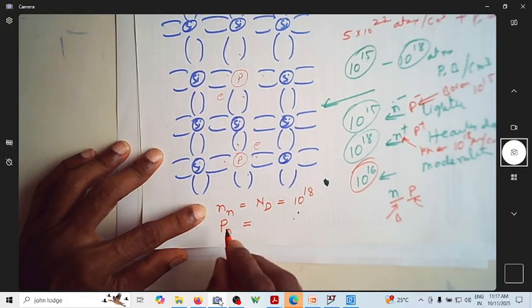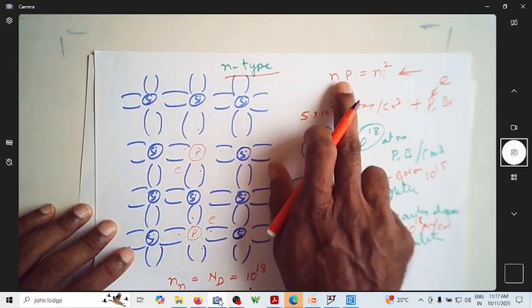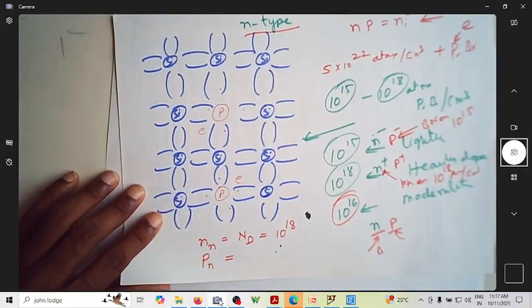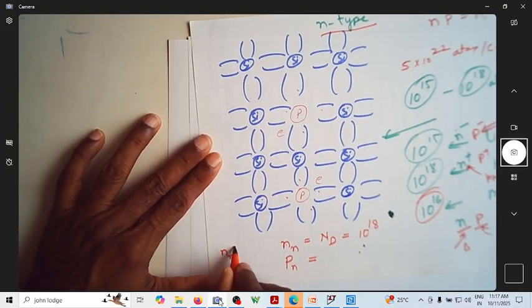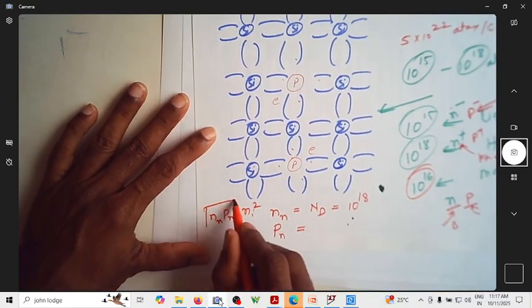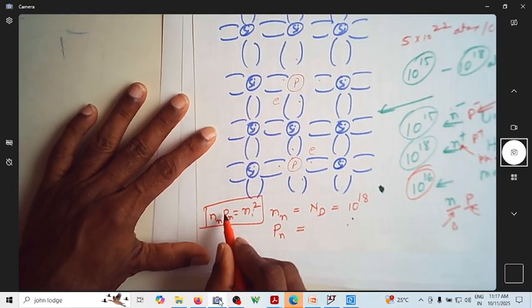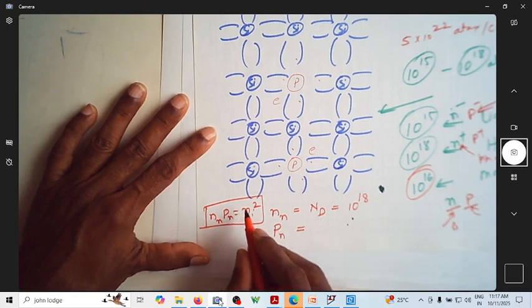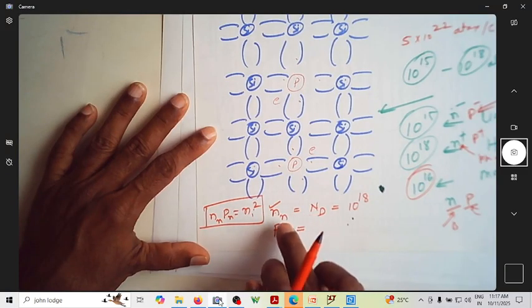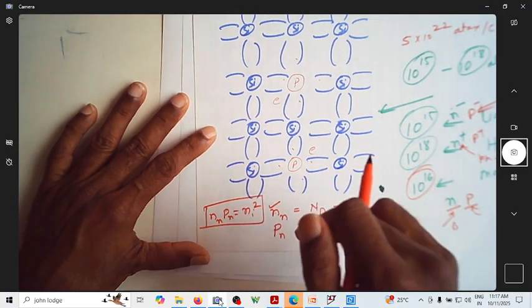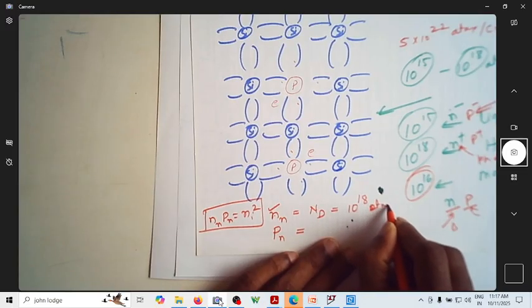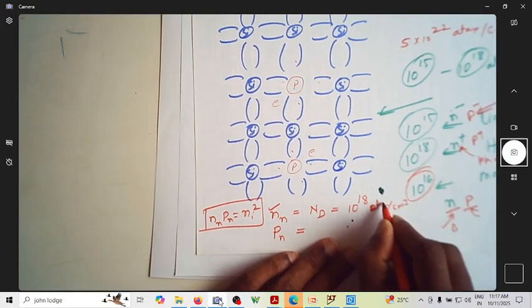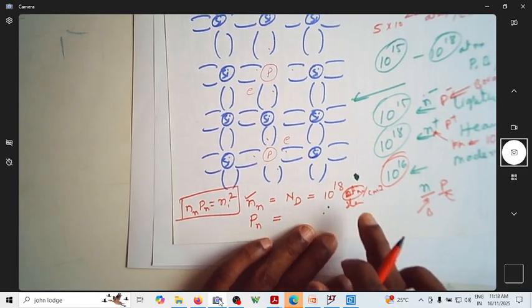This is given by, as I said, n into p is equal to ni square, which is valid even for extrinsic semiconductors also. Meaning, I can say n of n times p of n is equal to ni square. This is the number of electrons in n-type and the number of holes in n-type. We know the number of electrons in n-type is nothing but how many you have added, which is 10 power 18 atoms of phosphorus per cubic centimeter, which happens to be the number of electrons.